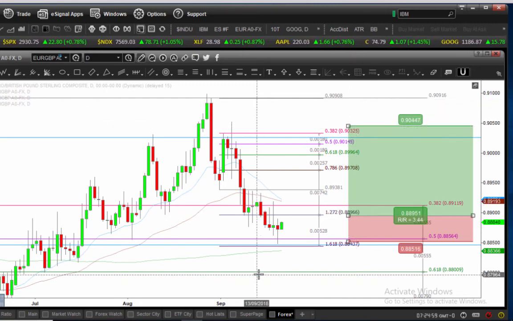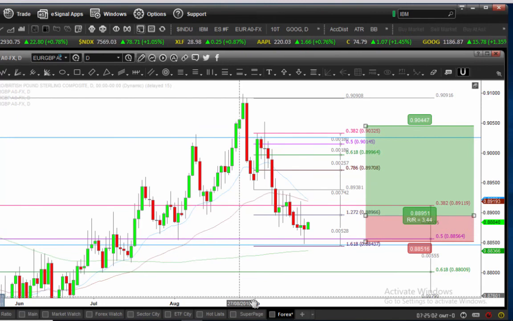Okay, but all in all, the argument is there. Price action is pretty jagged, so we can reasonably expect a few false starts. But the argument is certainly there, and that is EURGBP on the daily time frame.